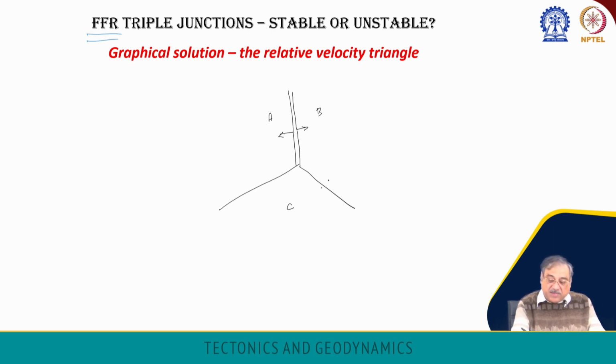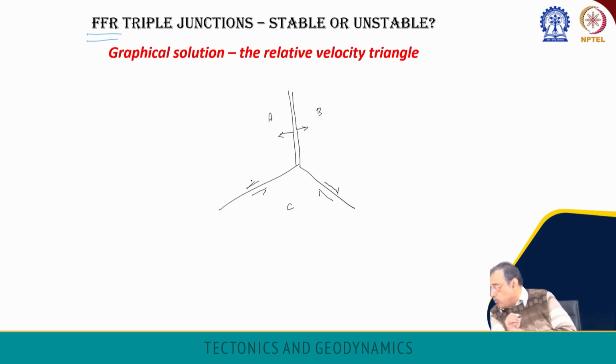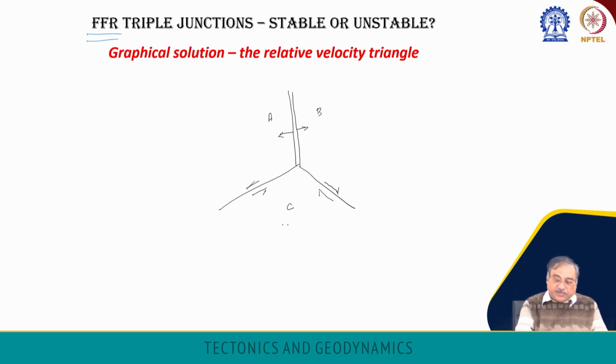The boundary between plates B and C, let it be a dextral transform fault, and the boundary between plates A and C, let it be a sinistral transform fault. Okay, so we have a combination here. So this is an FFR triple junction, a fault, fault, ridge triple junction. Now, is this kind of junction stable or not stable? We've looked at trenches. In this case, how do we begin to look at the positions of these?